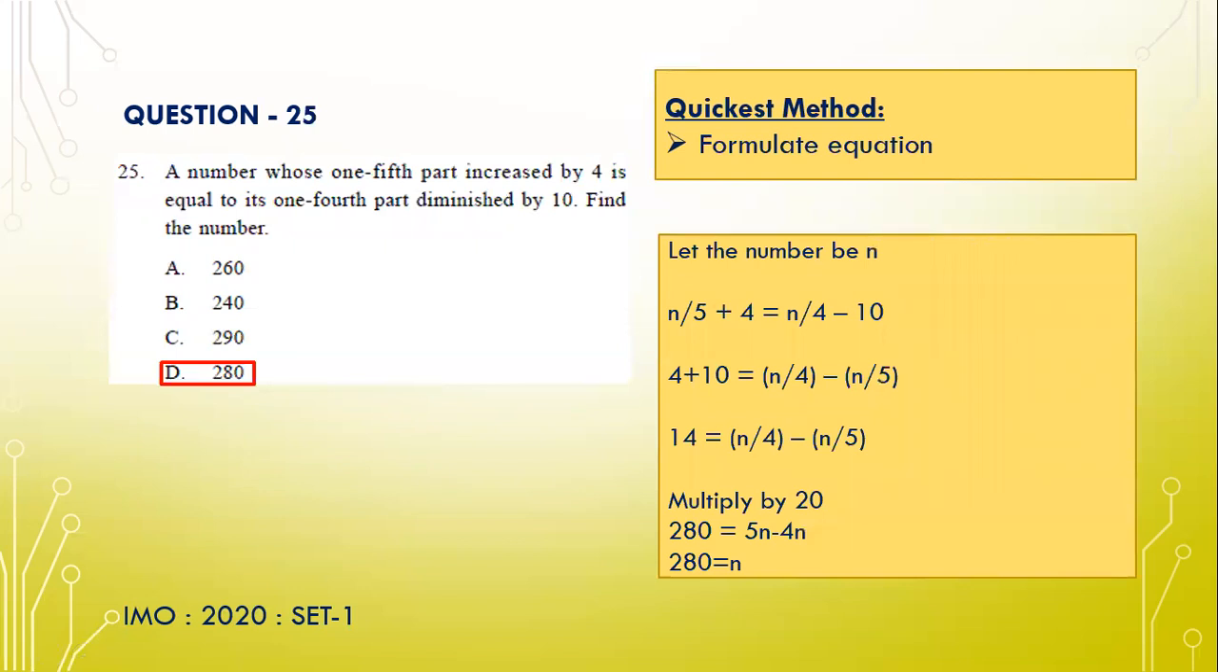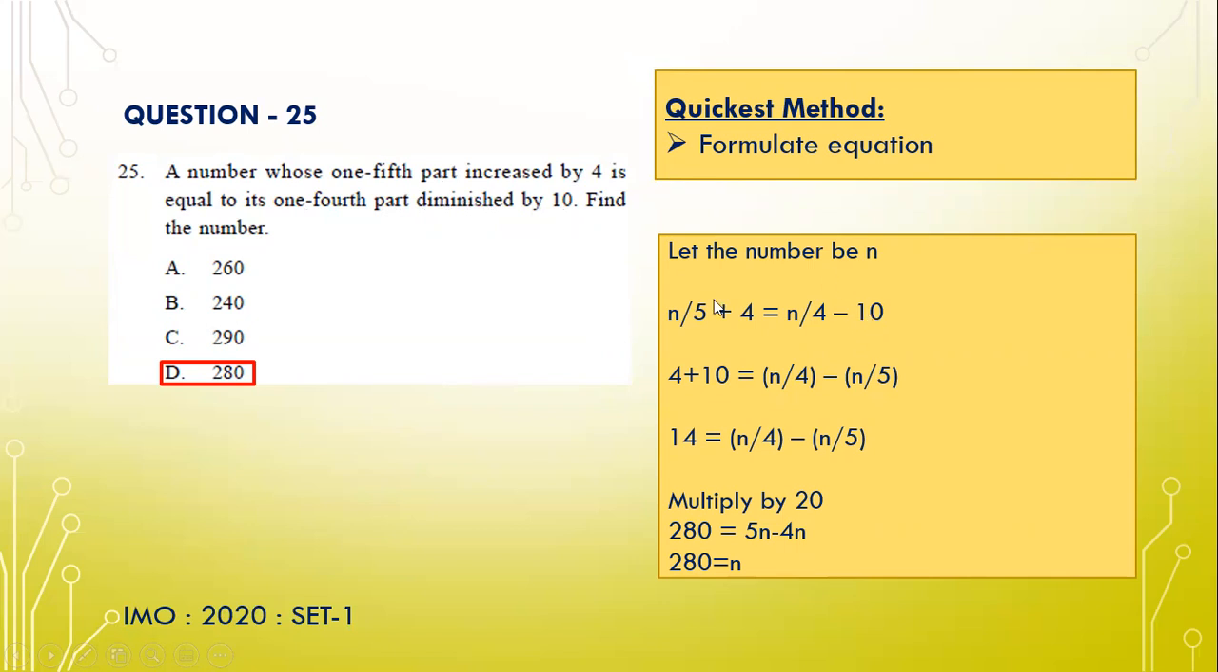Last question. A number whose 1/5 part increased by 4 is equal to the 1/4 part diminished by 10. Find the number. So again, formulate the equation. Let the number be n. N upon 5, 1/5 part increased by 4. So n upon 5 plus 4 is equal to 1/4 part diminished by 10. N upon 4 minus 10, isn't it?